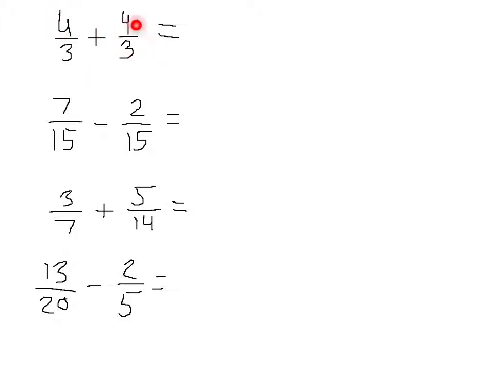So what we do is we add the numerators. The denominator stays the same when you add. That gives me 8 over 3. So 4 plus 4 is 8. It is still over 3. This would be a good place to stop.